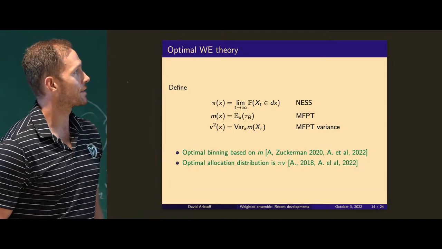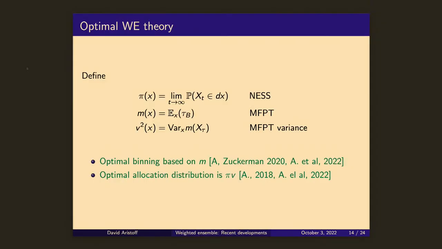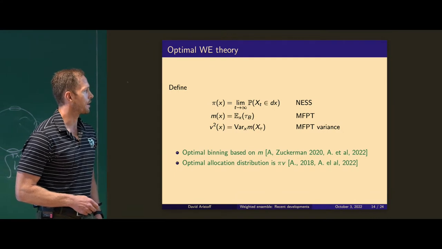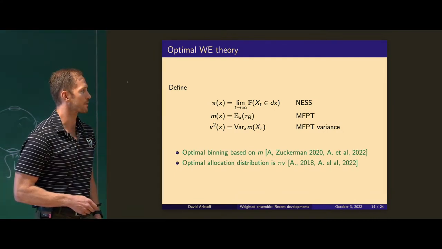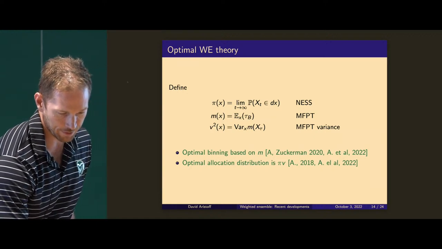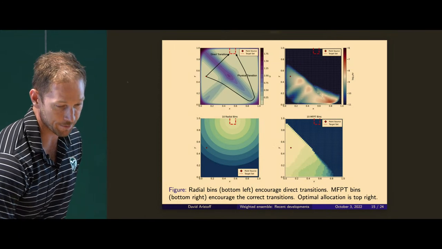The theory is based on 3 quantities. One is pi, which is what I'm calling the non-equilibrium steady state of my underlying dynamics. There is also the mean first passage time, which we are interested in. M is the mean first passage time as a function of the point x. The last ingredient is the variance of the mean first passage time function at lag tau. We find that we do well binning based on M, and I'll have a theorem for you in a couple minutes. The optimal allocation of walkers is pi times V. Okay. These 3 ingredients tell us how to do a good job.